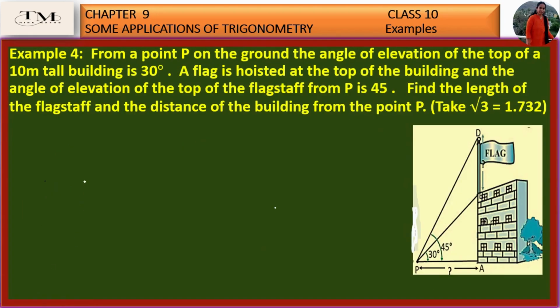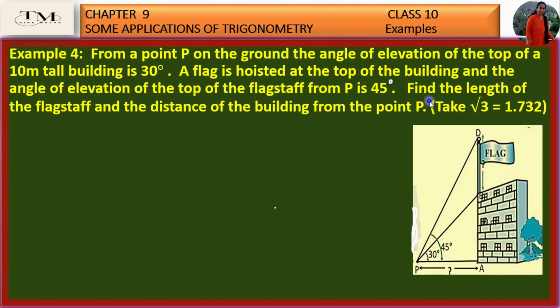Example 4. From a point P on the ground, the angle of elevation of the top of a 10-meter tall building is 30 degrees. A flag is hoisted at the top of the building and the angle of elevation of the top of the flagstaff from P is 45 degrees.